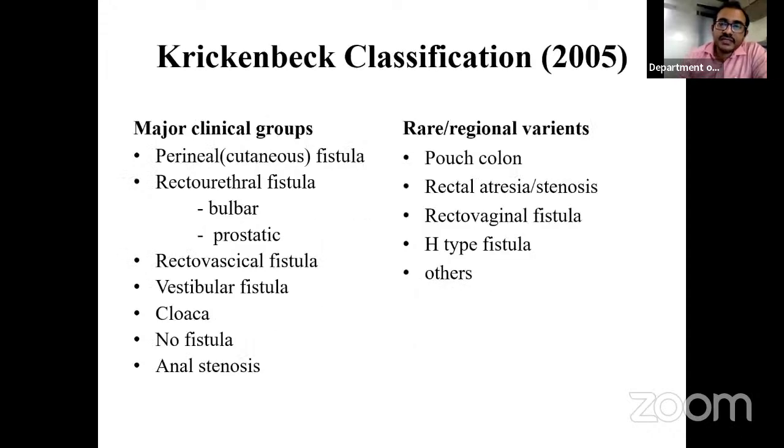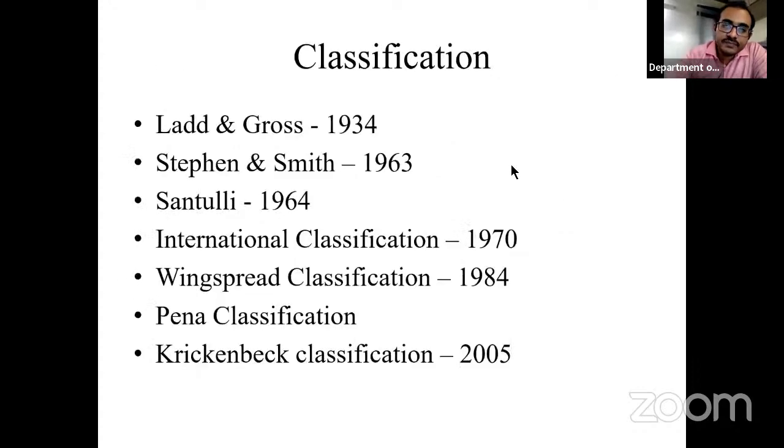So the Krickenbeck classification, which was given in 2005, includes major clinical groups and rare or regional variants. The major clinical groups include perineal fistula, rectourethral fistula, which may be at the bulbar or prostatic urethra, rectovesical fistula, vestibular fistula, which is seen in females, then cloaca, and anomaly without any fistula, and anal stenosis. Then the rare variants include pouch colon, which is exclusively seen in India.